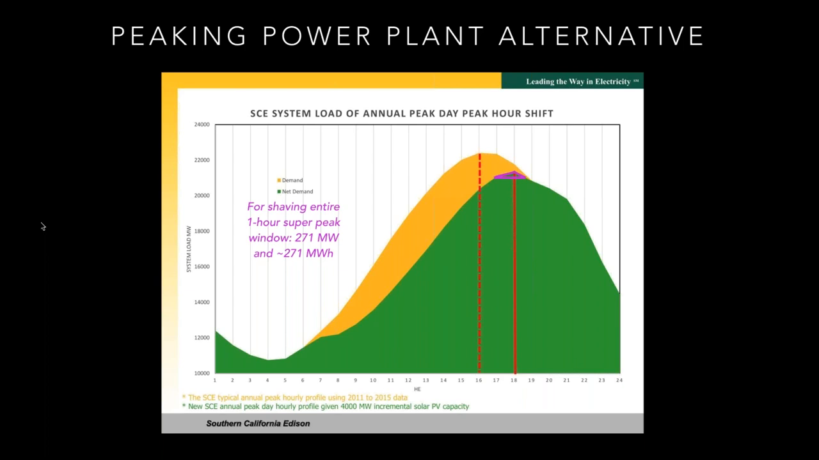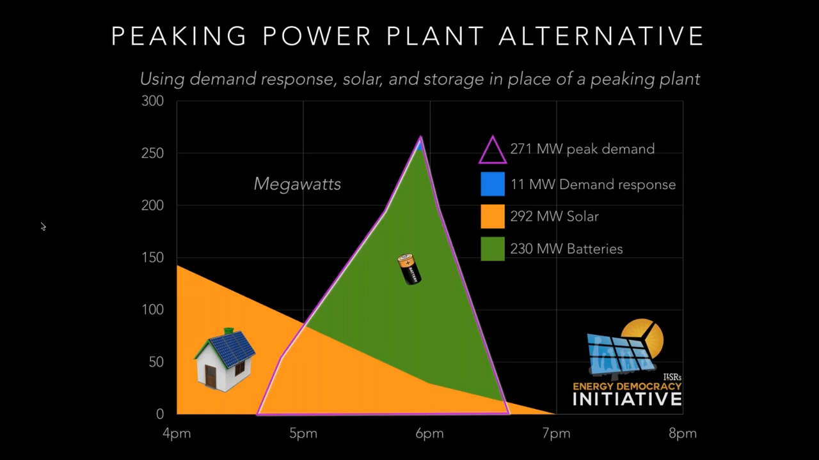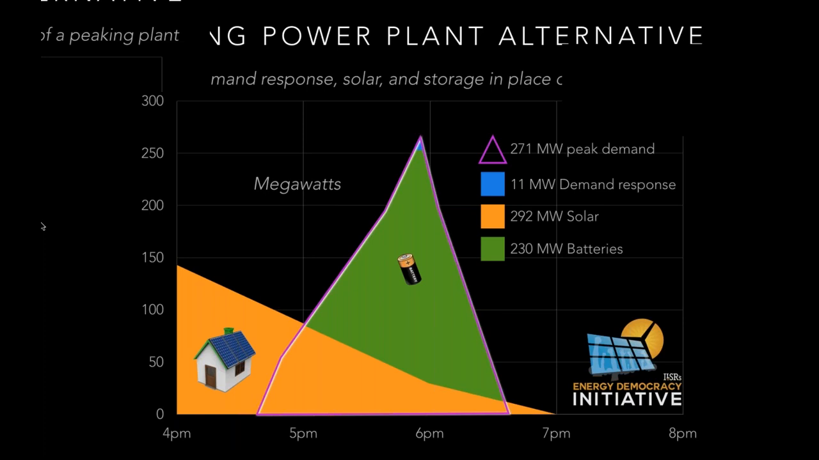And so what we modeled is, let's see what we can do to meet that peak period with 270 megawatts of capacity, or about 271 megawatt hours of energy. And here's a zoomed in version of that same purple triangle with the three things that we modeled. One was demand response, where we had about 11 megawatts of demand response, which mostly came from some modeling that we've done previously on residential demand response. The second piece was distributed solar. And the third piece then was battery storage.